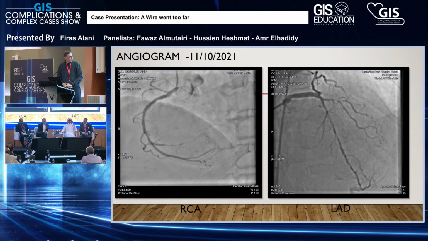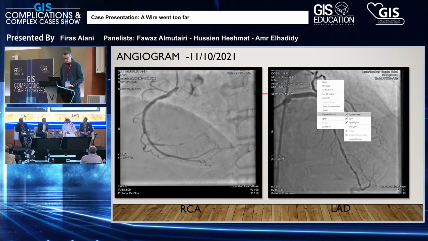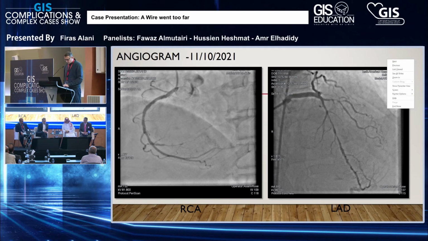This is pictures of her. I don't have a pointer here, but you can see down where the PLB is subtotally occluded. And this is a large PLB, by the way. This actually goes all the way down to the lateral wall. And then you can see the left system has a diagonal, a very large diagonal bifurcating into a superior and inferior branch, and the very long proximal LAD.